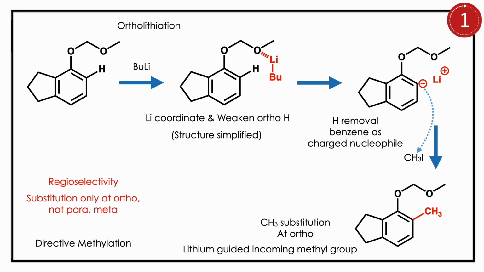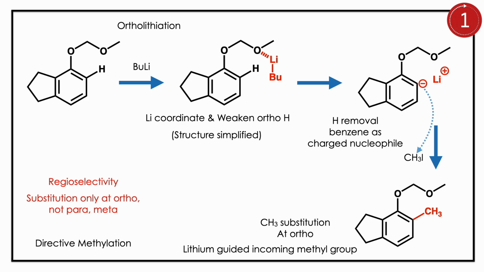Here basically ortholithiation happens. It's a typical regioselective reaction. Even though the compound has ortho, meta, and para positions, only the ortho position is lithiated. This is because of the specific stability of the lithium intermediate, due to the side chain oxygen lone pair, which will promote the 6-member intermediate with lithium. Lithium weakens the ortho hydrogen, so it forms a nucleophile. It attacks, and you have the final C-C bond there.